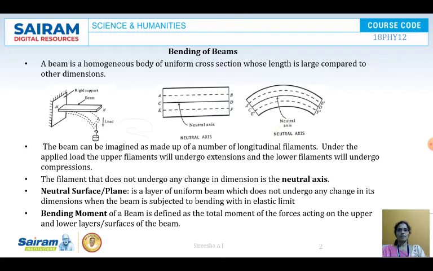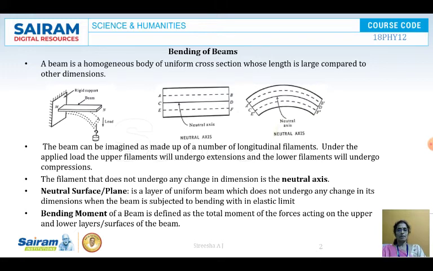Now you can see the beam here, of length L, whose length is large compared to the other dimensions. Next we see the neutral surface or plane. The neutral surface or plane is a layer of a uniform beam which does not undergo any change in its dimensions when the beam is subjected to bending within the elastic limits. We know that the layer which does not undergo any change in its dimensions is the neutral axis, and that plane of the uniform beam is called the neutral plane.